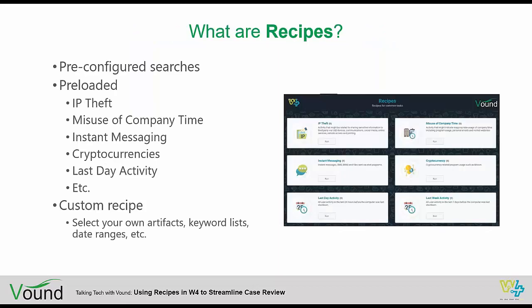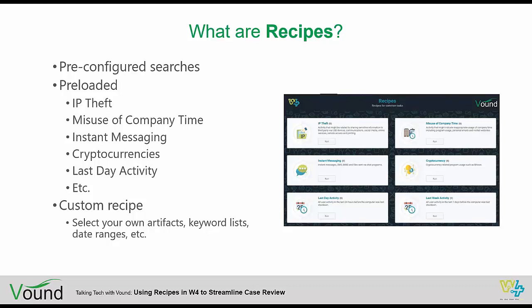So what are recipes? Recipes are a new feature in W4 and are basically pre-configured searches that are based on specific case types. You can use recipes to run across your data to quickly show the relevant artifacts for that case. Some of the default recipes that come preloaded into W4 include a recipe for IP theft, misuse of company time, last day activity, and the list goes on.